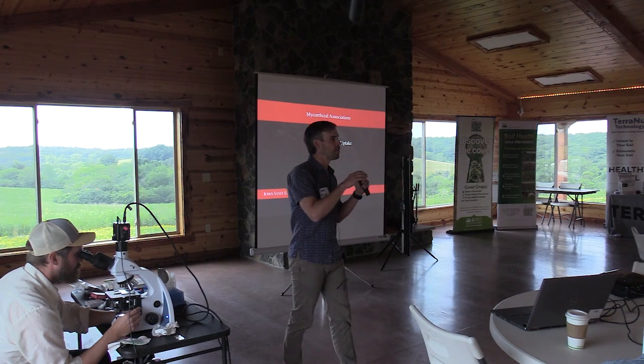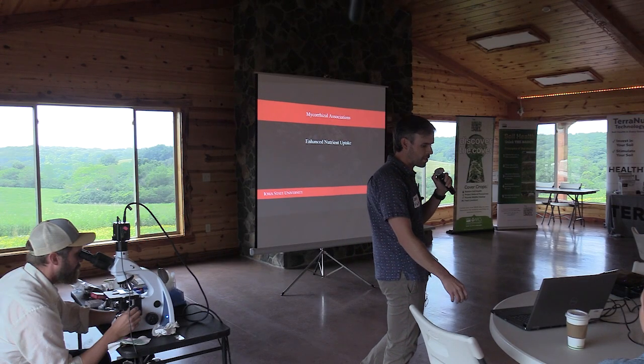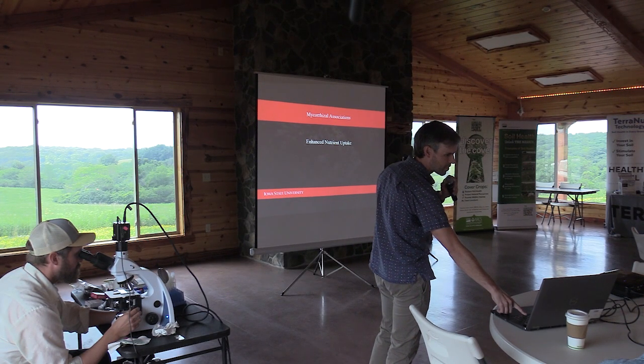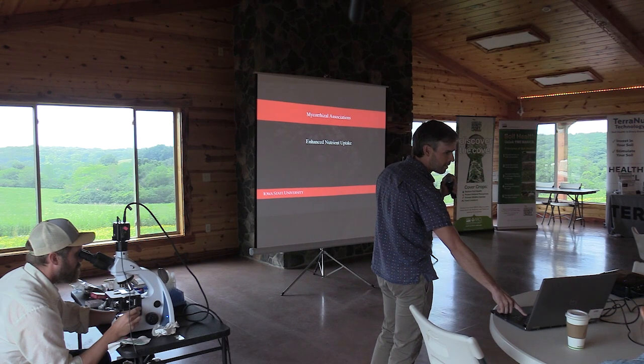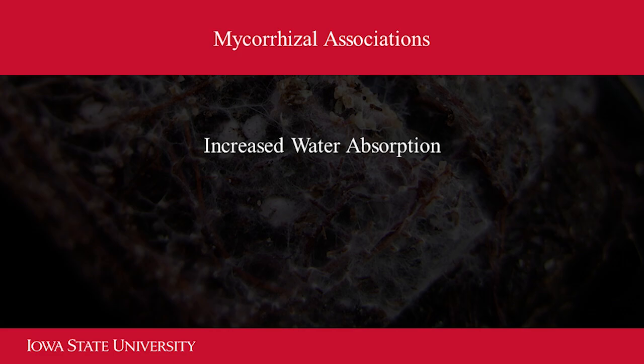So that larger soil profile, and those enzymes that fungi can produce, help release more nutrients. It has a bigger volume of soil it's accessing and is also releasing more nitrogen and phosphorus from the soil. So they can really enhance nutrient uptake. This is also good for increased water absorption. Same idea: we're accessing a larger soil volume and increasing the available water to our crops.